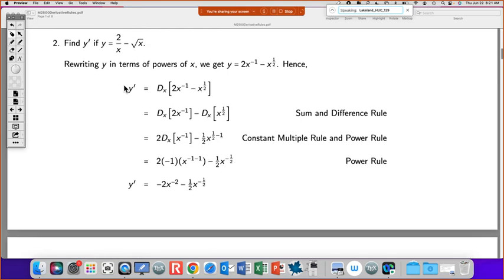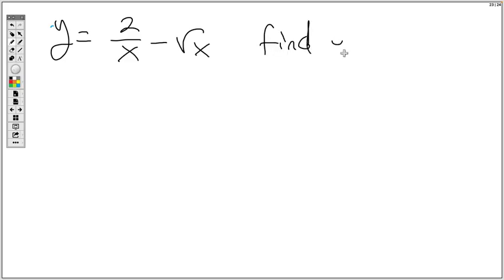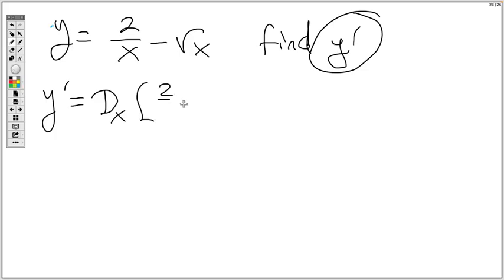Find y prime if y equals 2 over x minus root x. So you see y prime, that's just another way for them to ask for the what? Derivative. So the first thing you might say is, wait a minute, Stitzy, we don't have a rule for division yet. We will in about 15 minutes. But even when we get the rule for division, you're not going to want to use it on this one.